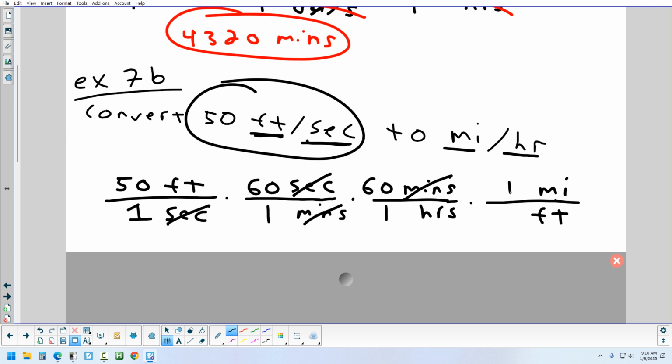So yeah, 1 mile is how much? 5,280. Okay, so 1 mile is 5,280 feet. Feet in the top, feet in the bottom. All right. So now we're left with miles in the top, we're left with hours in the bottom. That's exactly the unit that they want, miles per hour. Okay, we got to multiply that out now.